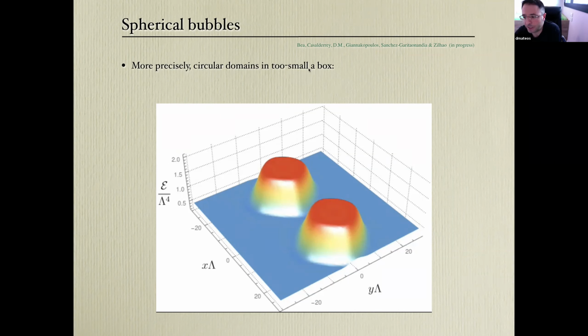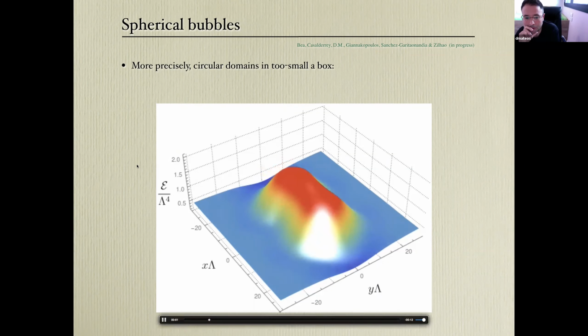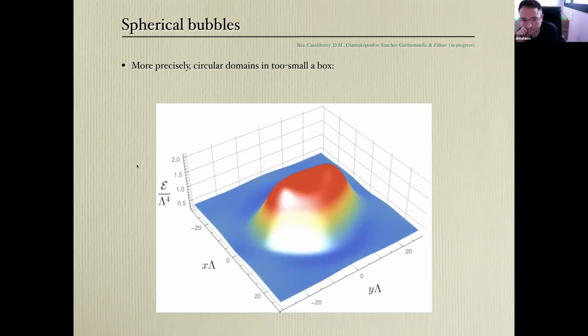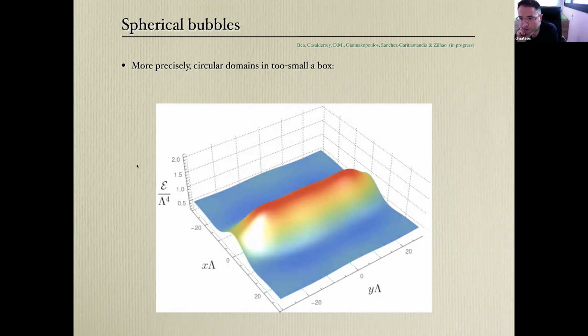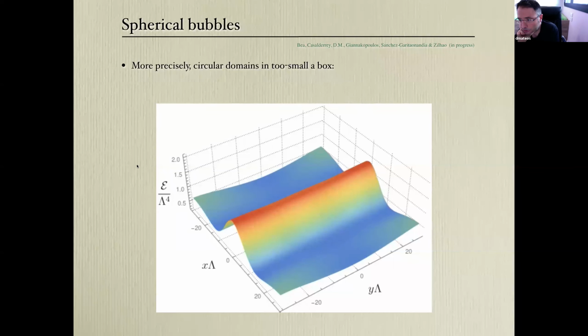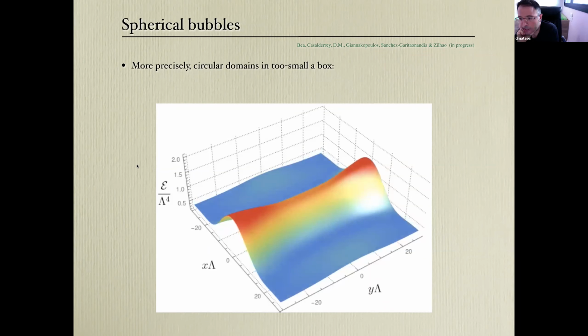So what you're going to see is finite box size effects at some point. So that's what they do. And here's where they reach the end of the box, and then everything that follows is a finite box effect. This is just to show you that we are going beyond the planar approximation, and hopefully soon we'll have more results.